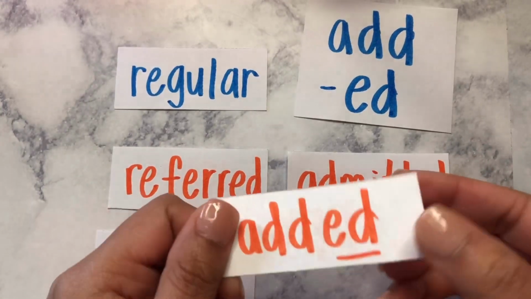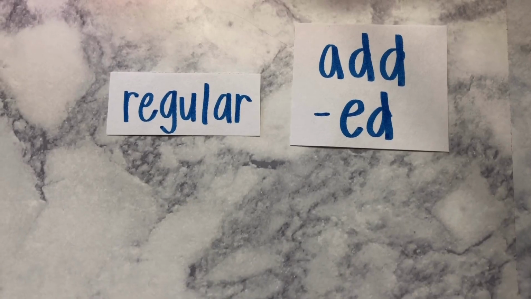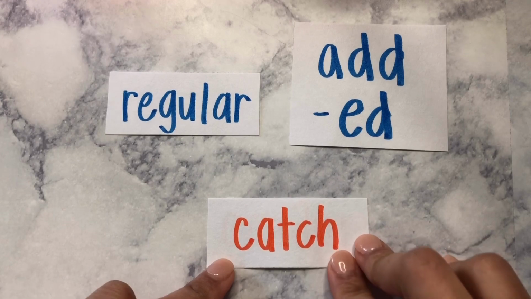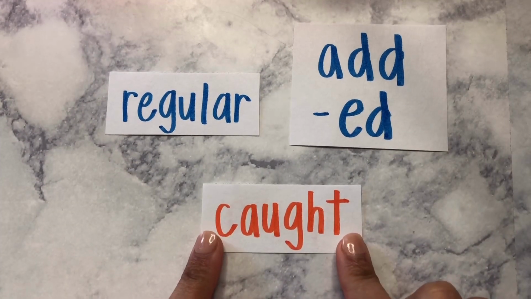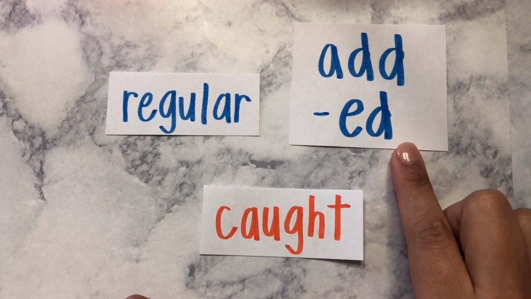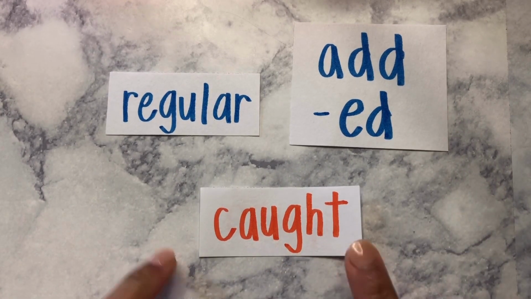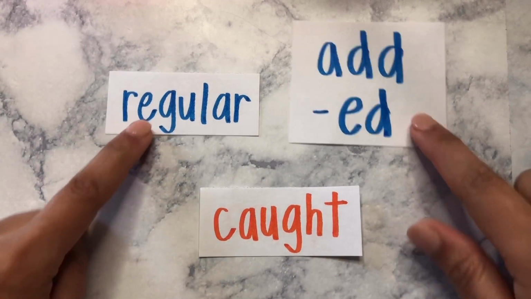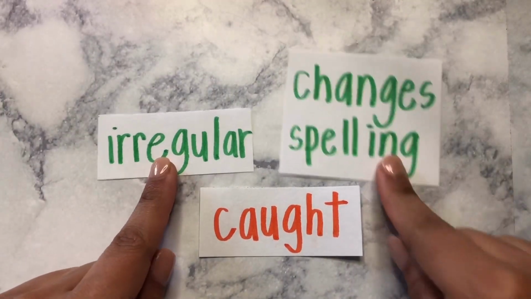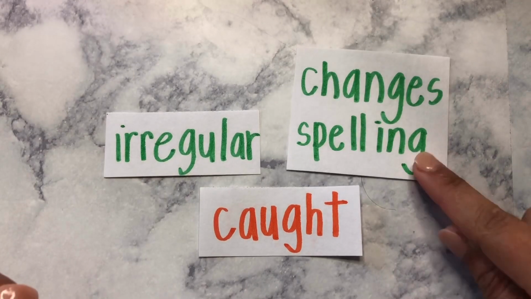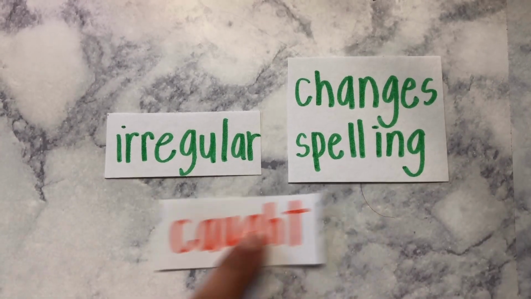I just added the ed. Here's another verb. I can catch something. If it already happened, I would say I caught. I did not add an ed at the end. Some of the letters in that verb changed, so it is no longer a regular past tense verb. We call these an irregular past tense verb because the spelling changes in this verb.